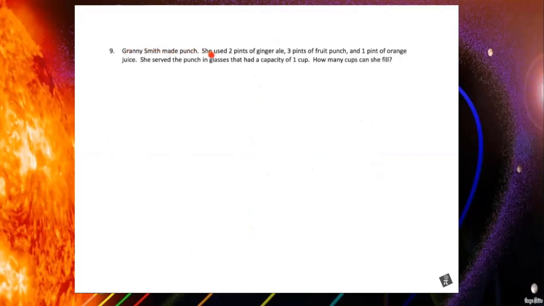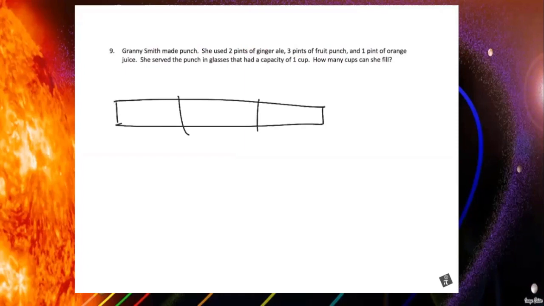So good old Granny Smith made punch. She used 2 pints of ginger ale, 3 pints of fruit punch, and 1 pint of orange. So we have, I'm not drawing it to scale, 3 types of juice. We've got 2 pints of ginger ale, 3 pints of fruit punch, and 1 pint of orange juice.